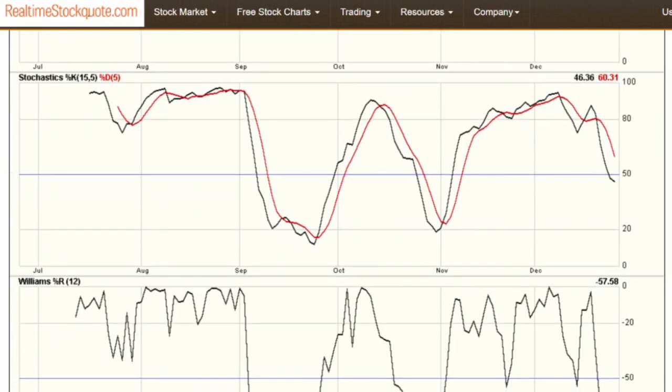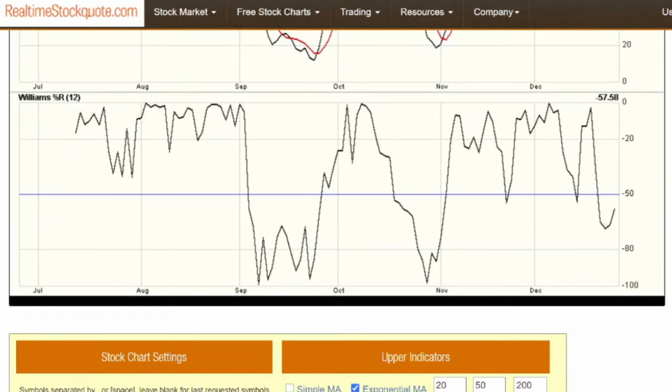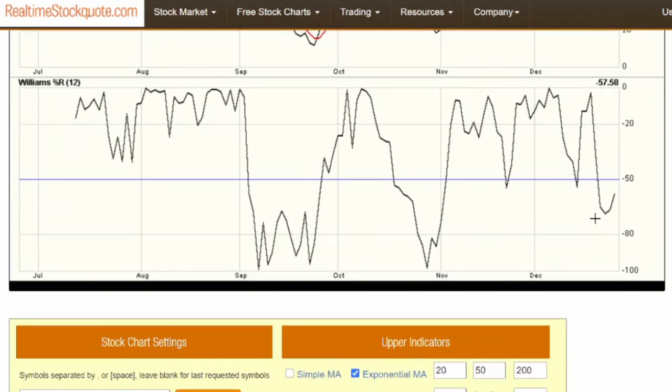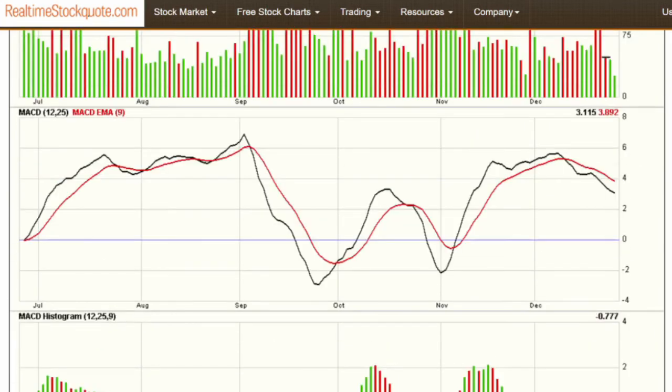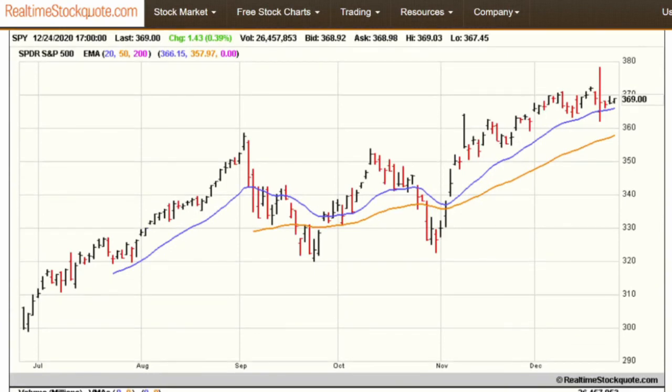Here into stochastics, you can see that the fast lines run down below that 50 or midline, but I think it's starting to turn here, so it may bottom or base in this area. Pretty much the same as the Williams. It's already hit that bottom and heading back on up. So I do think there's a strong possibility, or should I say a probability, that the market is going to move up. Again, we're looking at the S&P back here to the price chart.